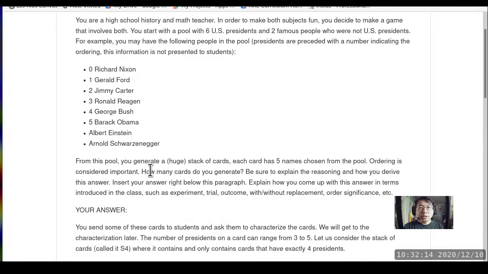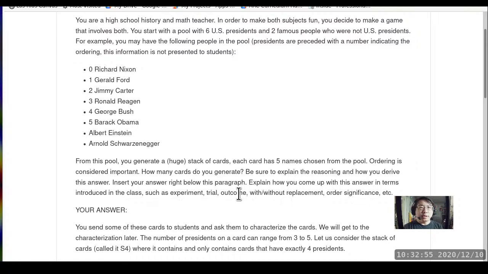So what you do is from this pool, you generate a huge stack of cards. Each card has 5 names chosen from the pool. So when I say chosen from the pool, it is a pool in this case of 8 names. So out of 8 names, each card has 5 on it. Ordering is considered important because within a card, the ordering of the presidents is significant. So the first question is, how many cards did we actually generate? Be sure to explain the reasoning and how you derived the answer. Insert your answer right below this paragraph.